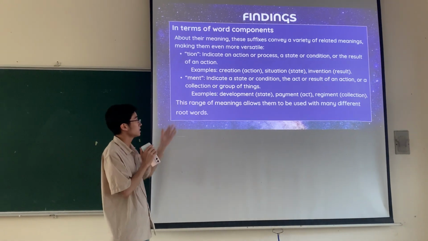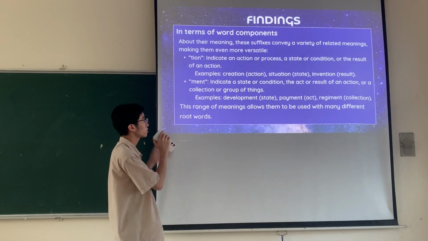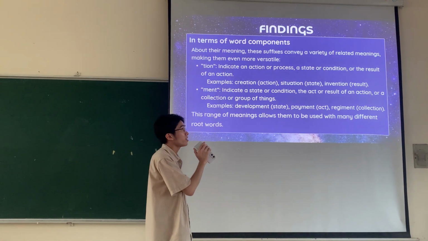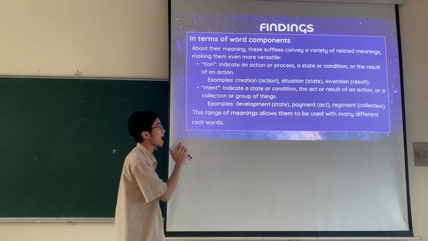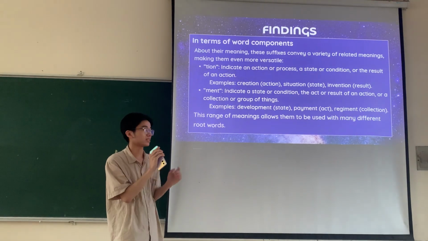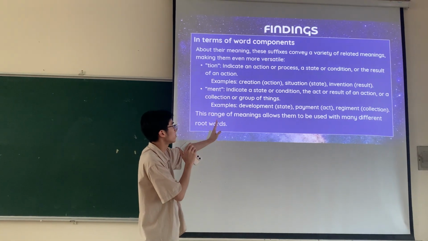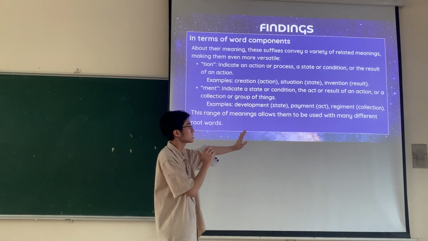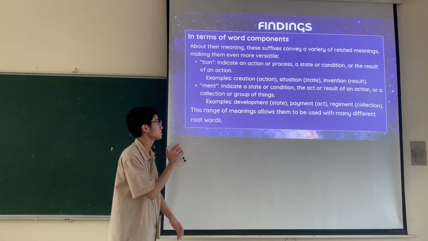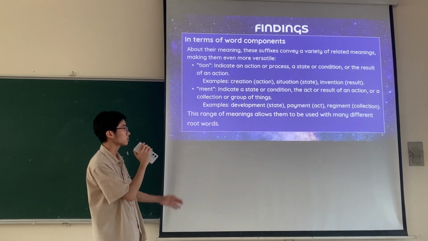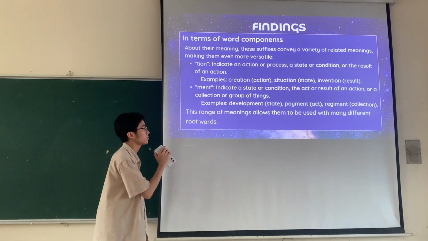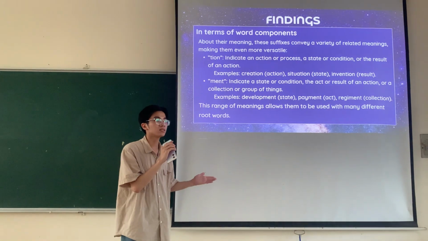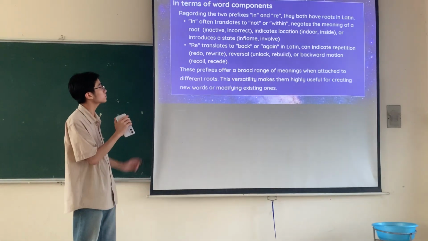We move to ment, and this suffix indicates a state or condition, the act or result of an action, or a collection of things. We have many examples here. Development is described as a state, payment is about action, and regiment, collection, is here. With its range of meanings, it can be used with many different root words, and we can combine it with many root words to create many new words with new meanings.